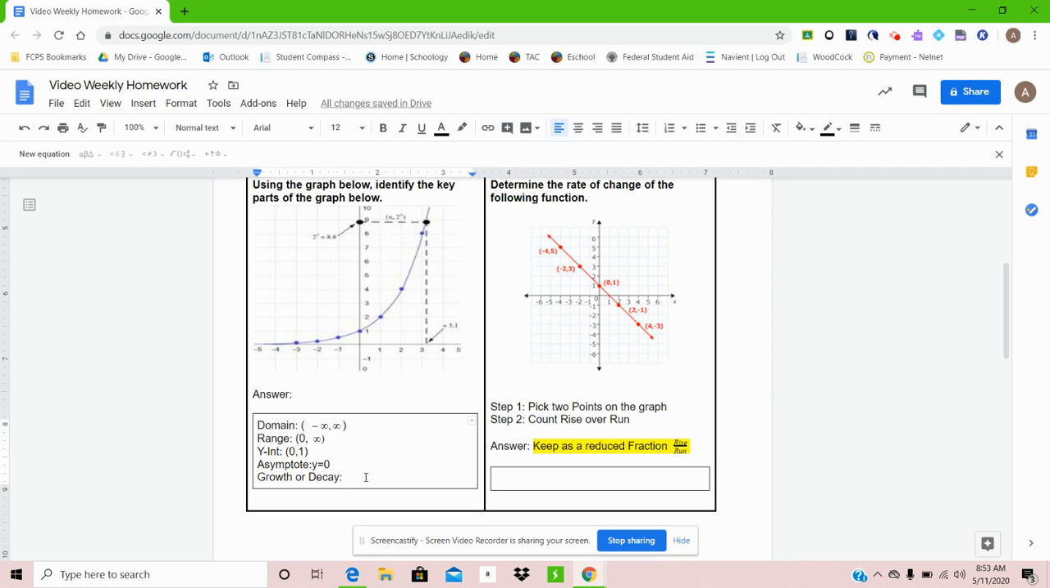Okay, growth or decay. Again, growth means going up, decay means going down. So looking left to right, my graph is going up, so it is a growth problem.